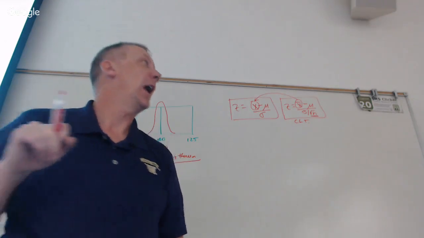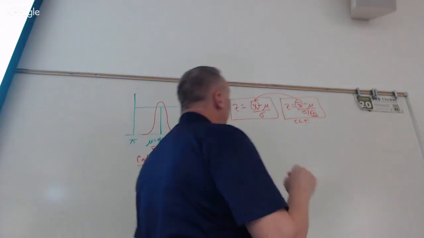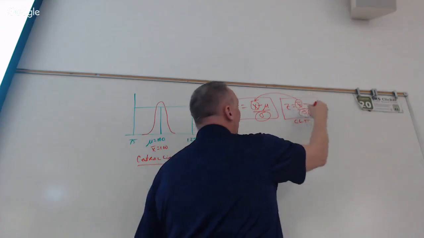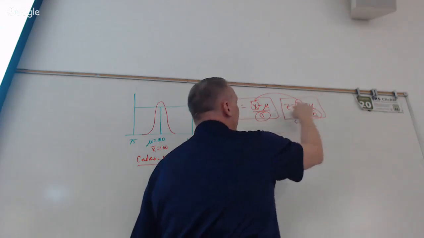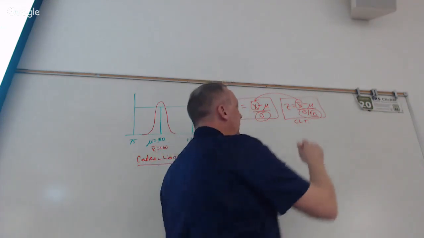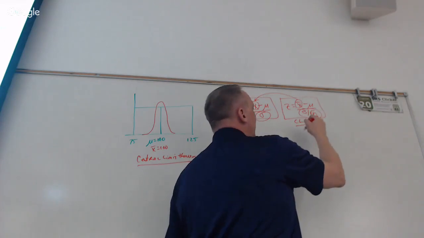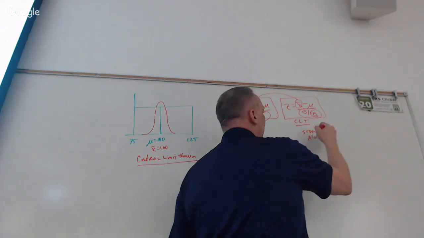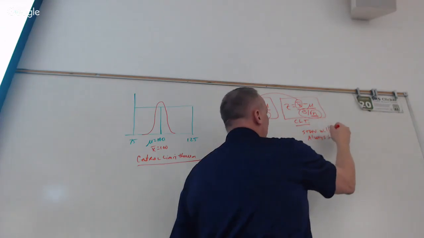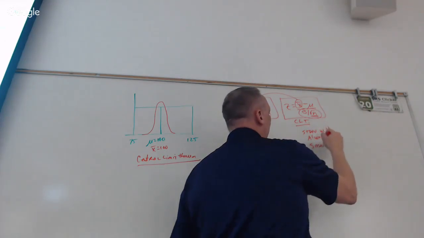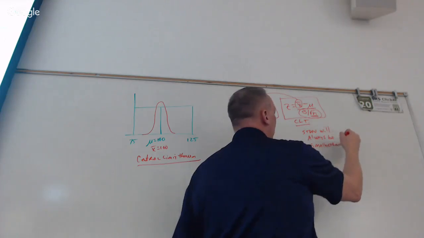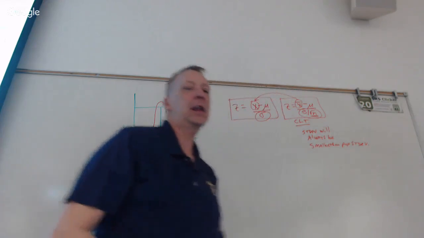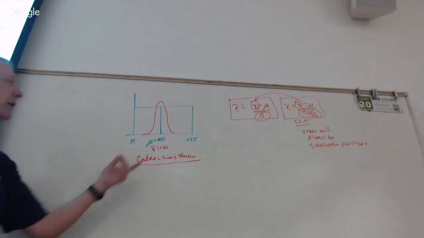What I was trying to illustrate is why we divide by the square root of n, because we're making an estimate. The idea with the central limit theorem is that your standard deviation of the sample means will always be smaller than your population standard deviation. I kind of illustrated it here.